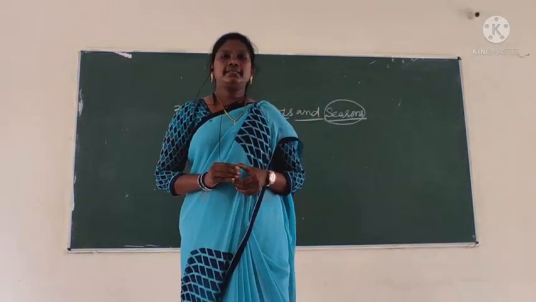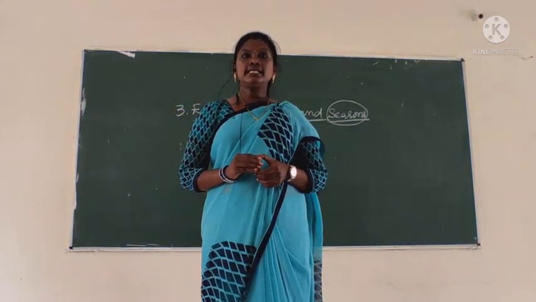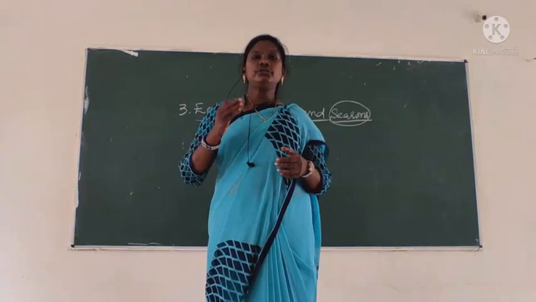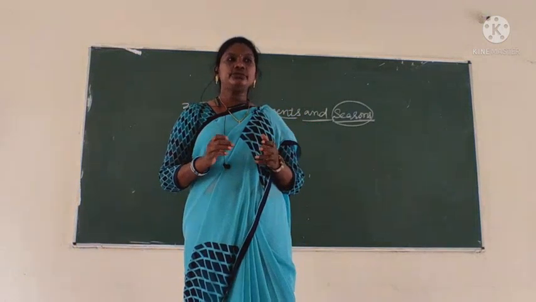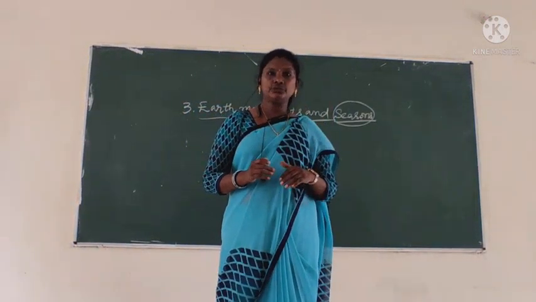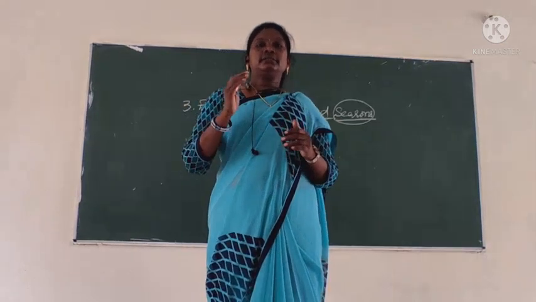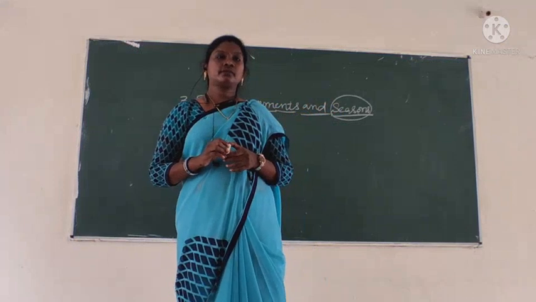What is an axis? It is an imaginary line which goes from north to south. So, it is connecting the North Pole to the South Pole. Earth will turn around this axis.